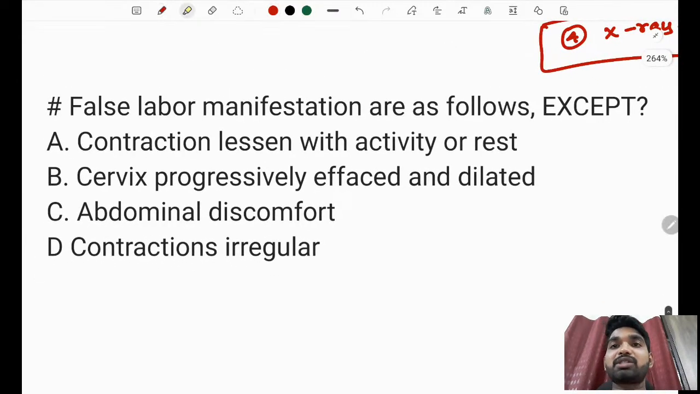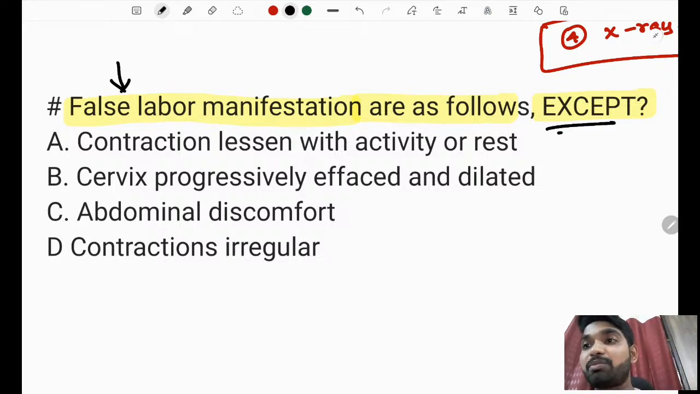Now coming to the next MCQ. Here they are asking you: false labor manifestations are as follows, except. Here they are asking you about false labor. Don't confuse. They are asking you except, which means you need to select the wrong option. Option A, contractions lessen with activity or rest. Option B, cervix progressively effaced and dilated. Option C, abdominal discomfort. Option D, contractions are irregular.